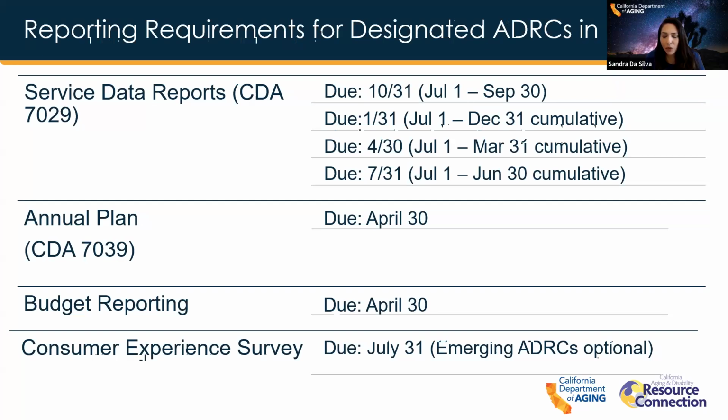So first, an overview of the requirements for designated ADRCs for fiscal year 24-25. The requirements include service data reports, designated only. Submit quarterly service data reports, for example, the online CDA 7029 report. The data enables us to identify and measure key service statistics, consumer outcomes, benchmarks, and also to demonstrate the value our ADRC network brings to Californians. Over time, the data analysis and reporting enables us to measure the progress of our ADRC program expansion.